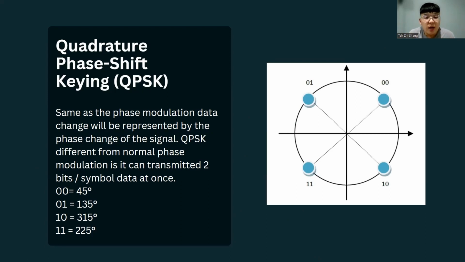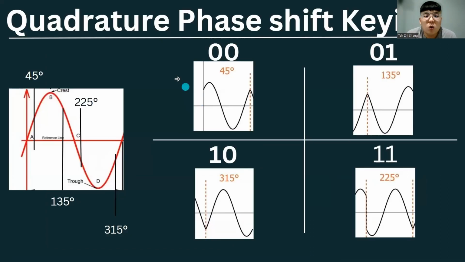Here, for QPSK, it is transformed so that we can carry 2 bits. So it can carry 00, 01, 10, and 11, and all the data can be transmitted at one time, so it becomes more efficient. So we introduce QPSK. QPSK is represented by angles. Maybe the 45 degree angle is 00, 135 degrees is 01, 315 degrees is 10, or 225 degrees is 11. So we take the data out.